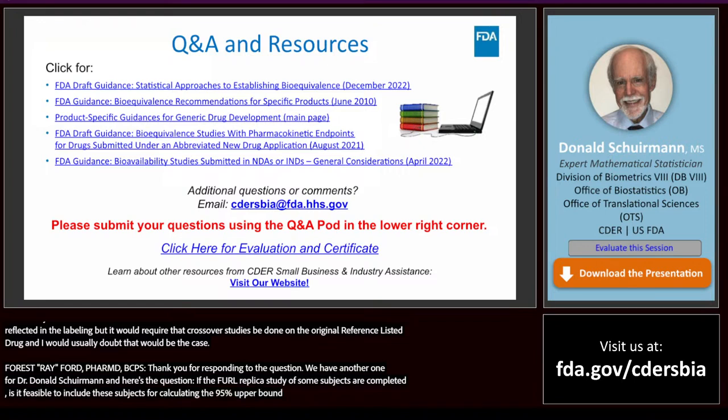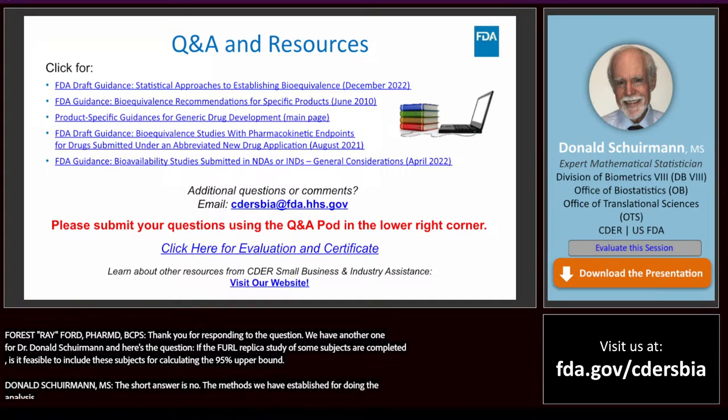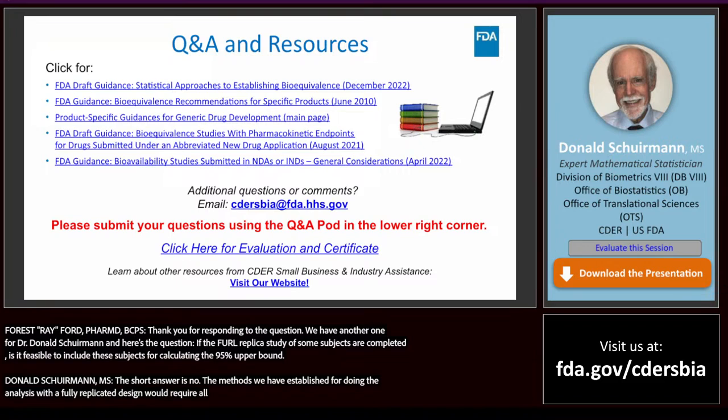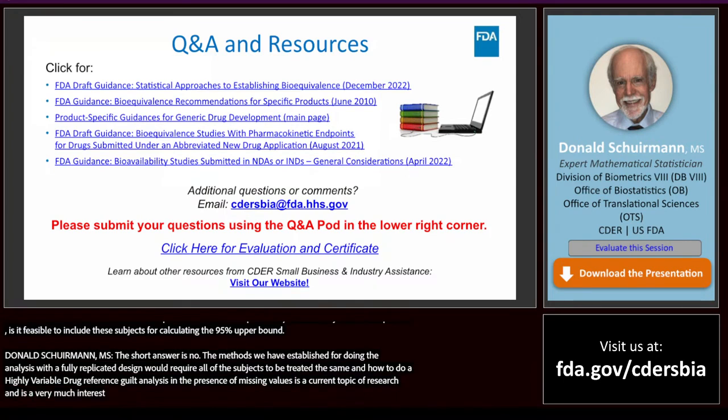The short answer is no. The methods that we have established for doing the analysis with a fully replicated design would require all of the subjects to be treated the same. And while how to do a highly variable drug reference scaled analysis in the presence of missing values is a current topic of research and is very much of interest, I am not aware of any validated methods to include those subjects.